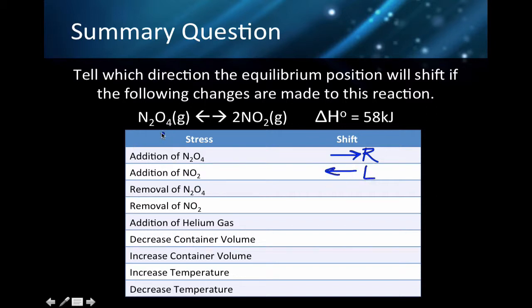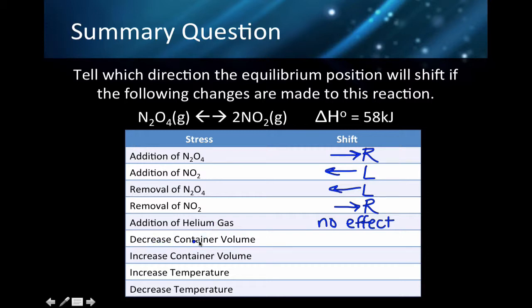The removal of N2O4, anytime we remove things, you see the equilibrium shift that way to kind of replace what's being taken away. So when that happens, it's going to shift left. If you remove the NO2, it's going to shift right. It's going to try and replace what you're taking away. Addition of helium gas. Well, helium is an inert gas, so this is going to have no effect. This isn't going to change anything. Those inert gases don't do anything.